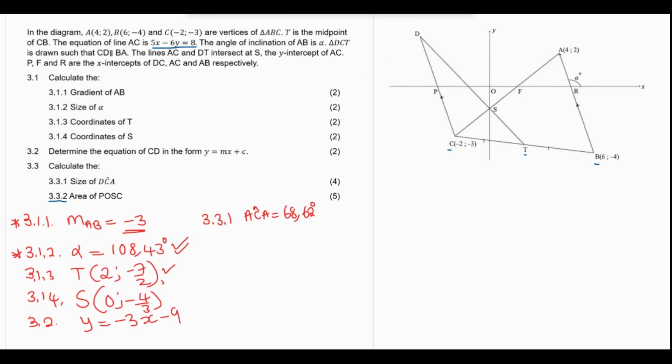We managed to find that alpha is 108.43 degrees. And then we managed to find that this angle is 39.81 degrees. And then we found that this one is 68.62 degrees. Triangle DCT is drawn such that CD is parallel to AB.